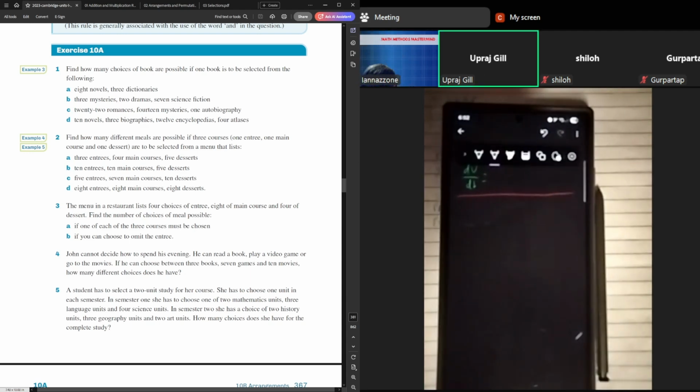Is the answer to 1A just 1 out of 11? So this one's looking specifically for number of choices, not a probability. So 11 choices. You had it kind of right, you just turned it into a probability instead. It says find out how many choices are possible if one book is to be selected from 8 novels or 3 dictionaries. So how many choices do you have for that one book? That'll be the addition of those two things. If it had asked what's the probability of selecting any given book, then that 1 out of 11 answer would be correct.